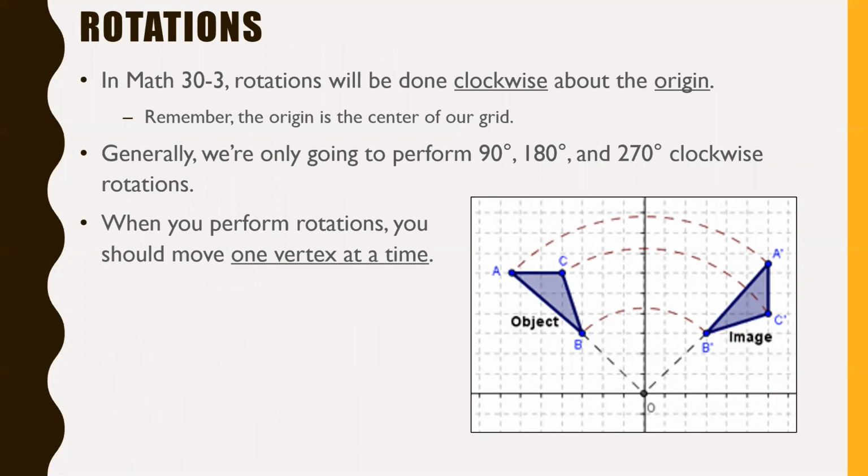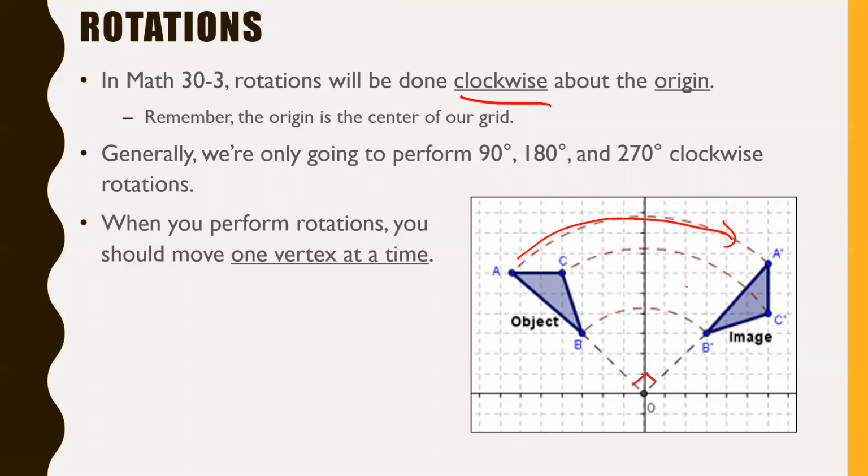So in Math 30-3, rotations will be done clockwise about the origin. Clockwise is just the standard way of doing it. If you so happen to see a question saying counterclockwise, then you've got to think about it a little bit more, but always come back to the idea of a clockwise rotation. What I mean by that is a 90-degree clockwise rotation, like there is in this picture right here. It's 90 degrees. If you drew a line from your vertex to the origin and then from the origin to your new point, that would form a 90-degree angle.